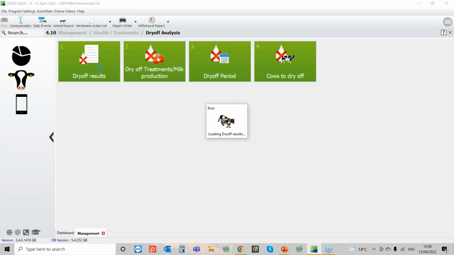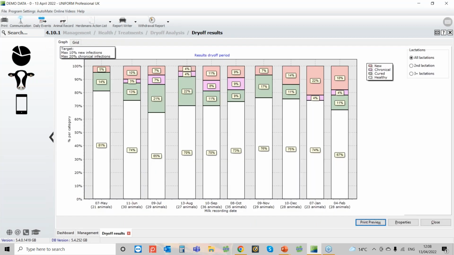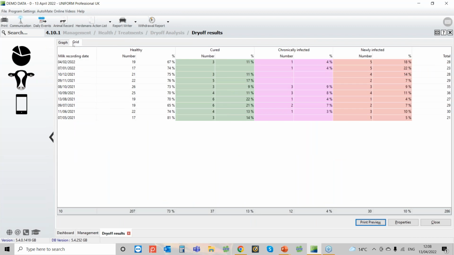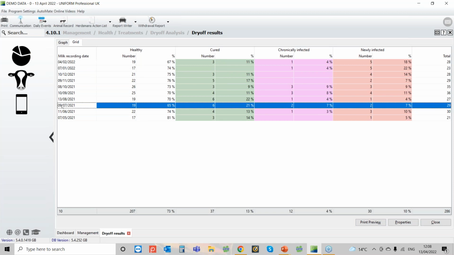And on this one, there's a graphic, but I tend to go straight to the grid. What it will show us is, if we just select grid, these are the cows that had the first milk recording after calving. If I look at, let's say, July, of the 29 cows that had their first milk recording after calving, we consider 65% of them were healthy.